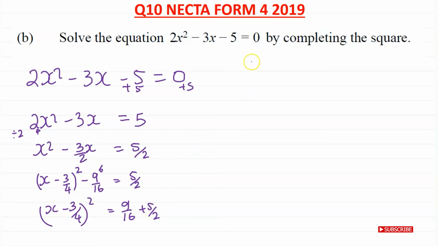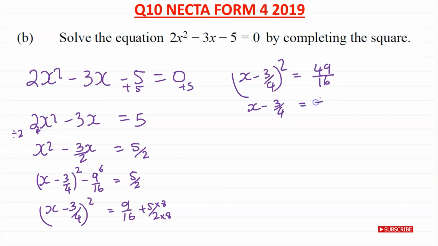So we're going to add these two fractions. We have x minus 3 over 4 squared equals, and I need to make the denominator 16 by multiplying by 8. I need to balance it with the top. So I'll have 9 plus 5 times 8, which is 40, so I'll have 49 on top, and at the bottom for the denominator, I will have 16. The next step is to remove the square. We do the opposite of square, which is square rooting. So we get x minus 3 over 4 equals plus or minus the square root of 49 over 16.